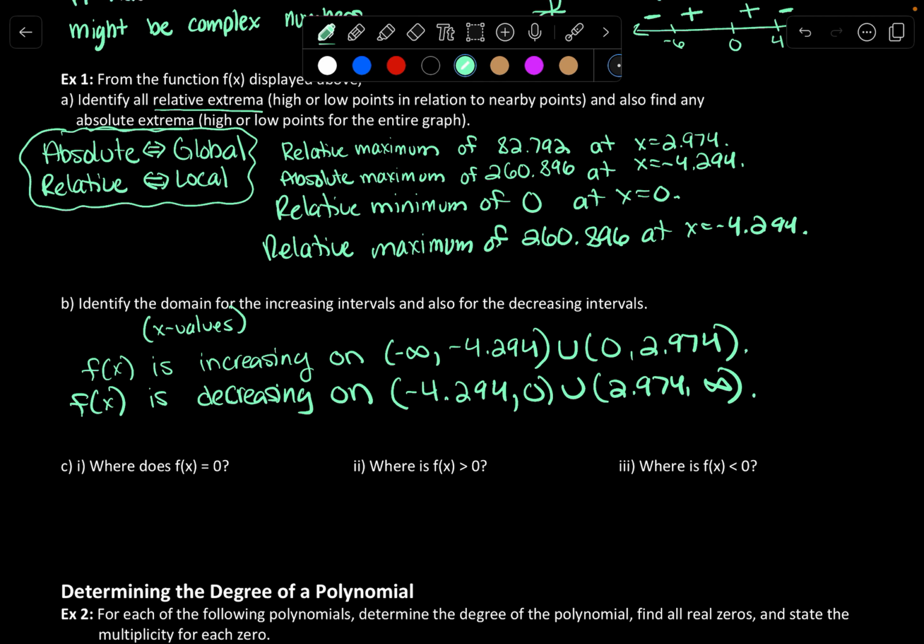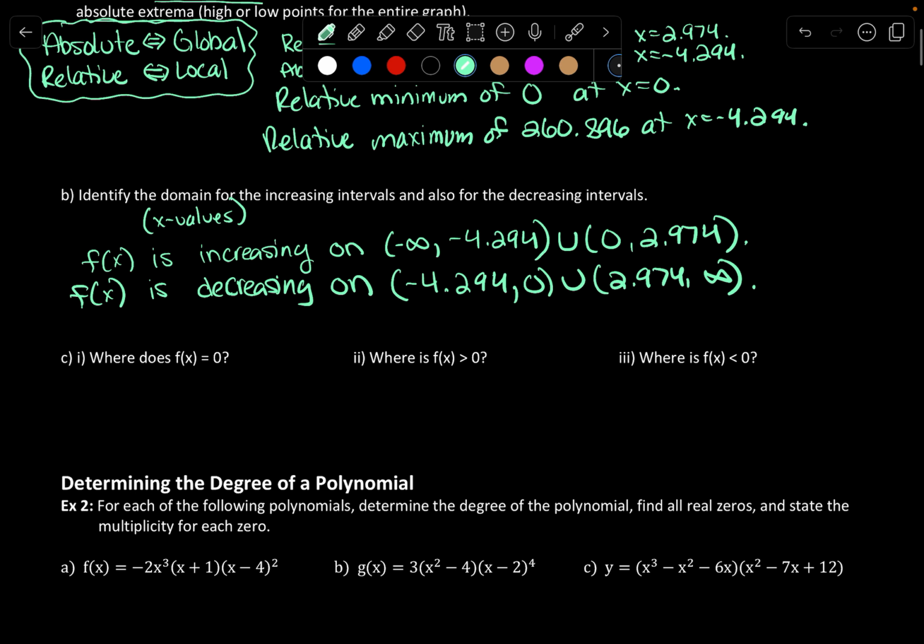And again, you should write those as statements. Don't just put an interval. You want to explain what the interval represents. And then the last part is, where does f of x equal 0? We already talked about the roots for this. It's going to be at x equals -6, x equals 0, and then x equals 4.